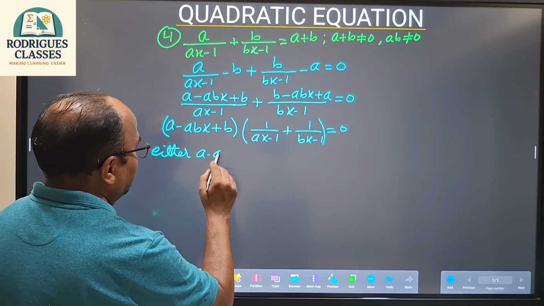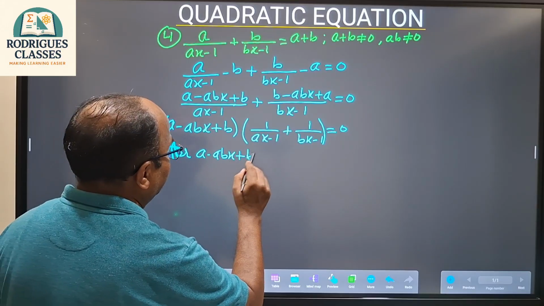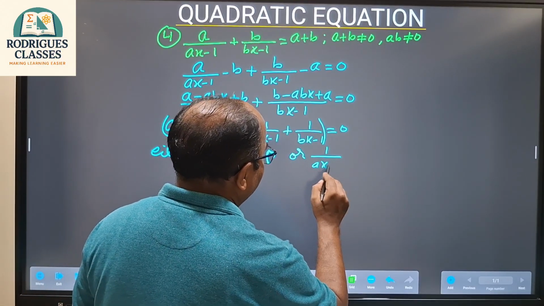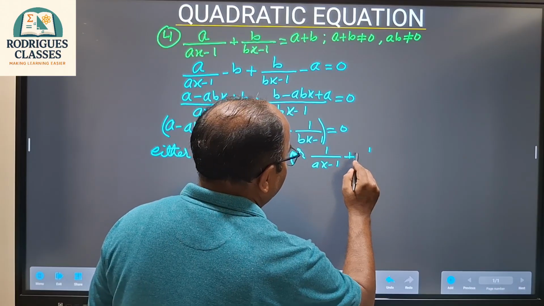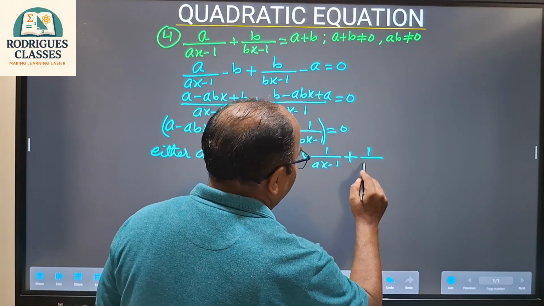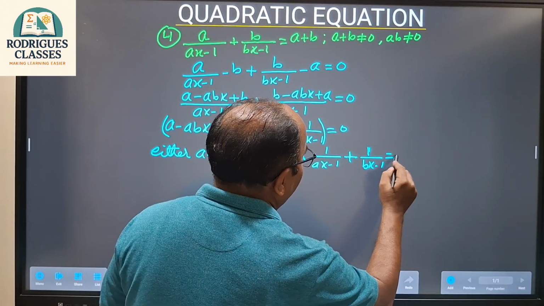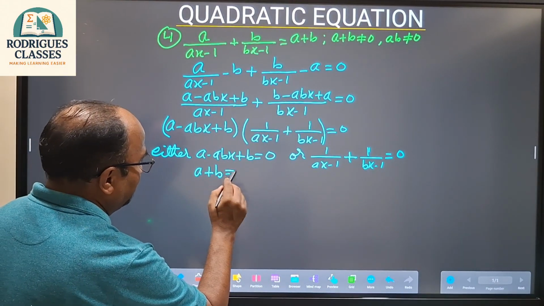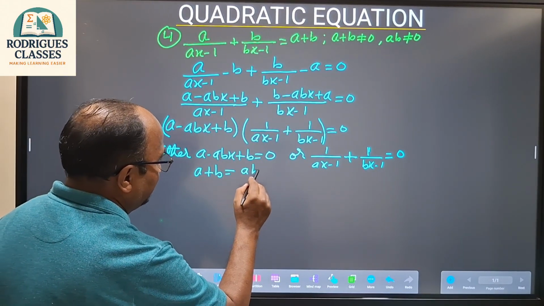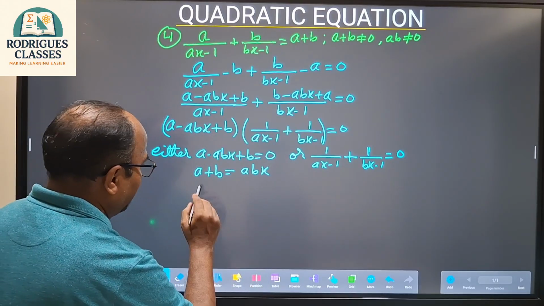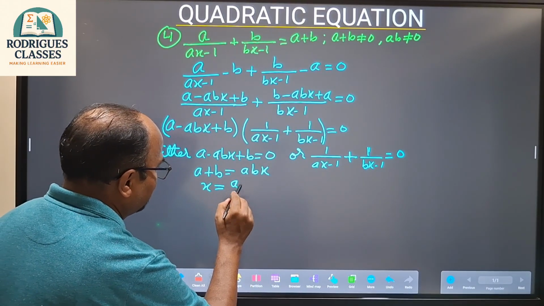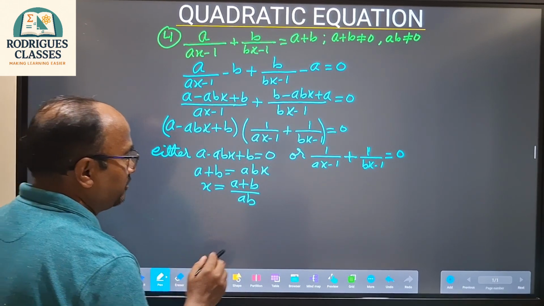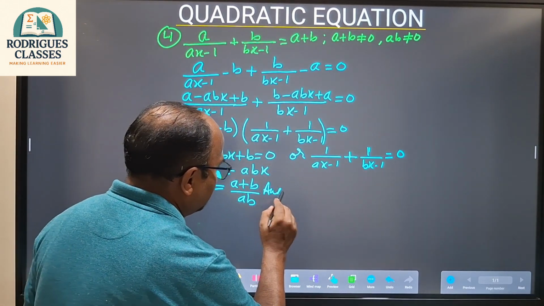a minus abx plus b equals to 0, or 1 by ax minus 1 plus 1 by bx minus 1 equals to 0. So we get here a plus b minus abx, taken that side to plus abx. AB will come and divide. So x is equals to a plus b by AB. So one answer we have got here. I am writing here answer.